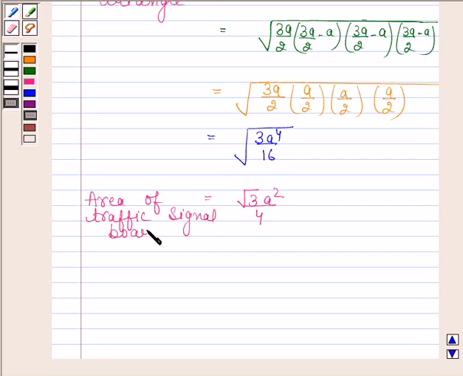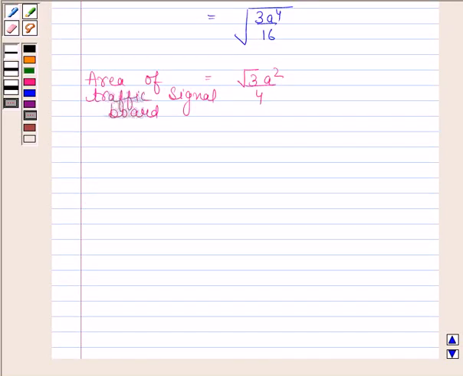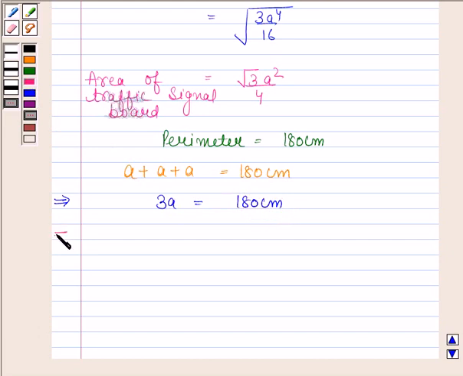Now, the area of the signal board if its perimeter is 180 centimeters. Perimeter means sum of all the sides. As the triangle is equilateral, its perimeter is equal to A plus A plus A. And this A plus A plus A is equal to 180 centimeters. Now this implies 3A is equal to 180 centimeters. This implies A is equal to 60 centimeters.